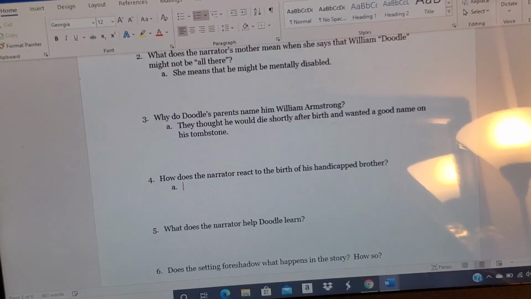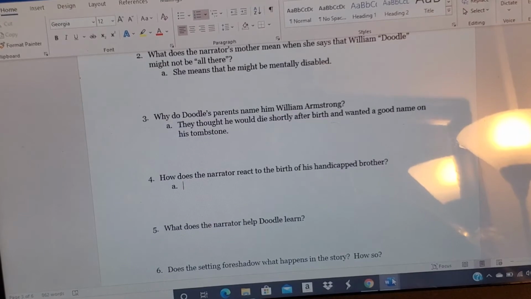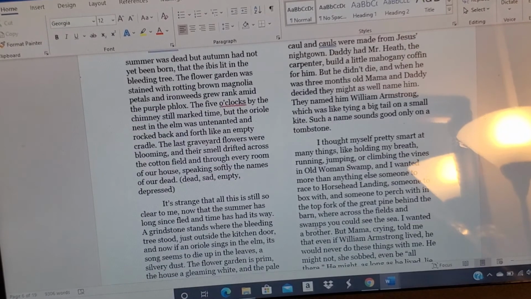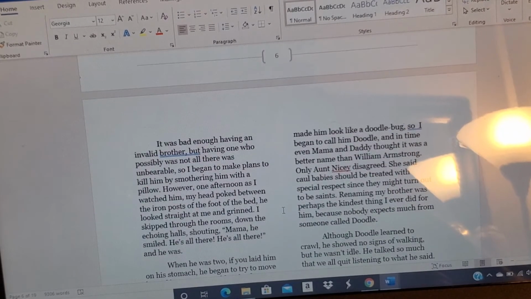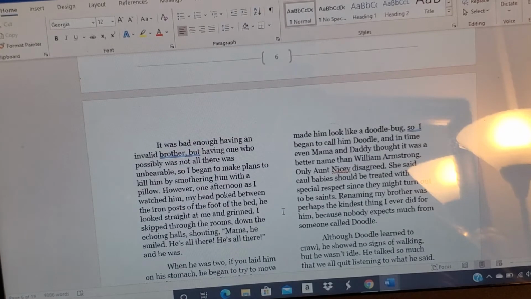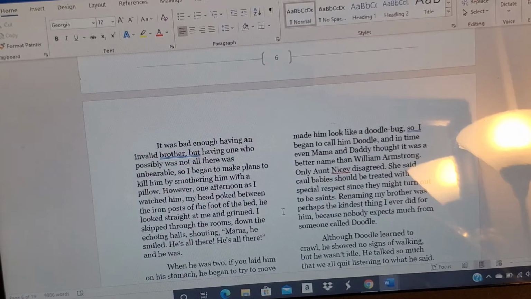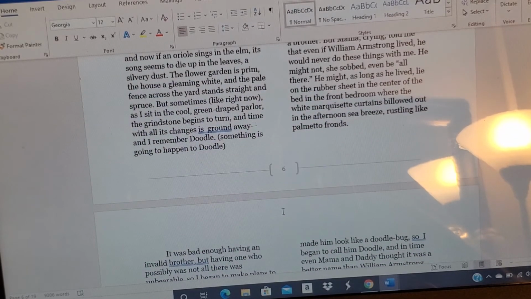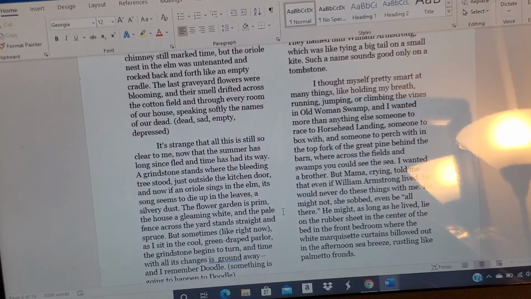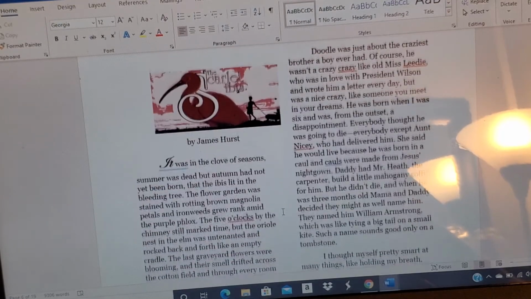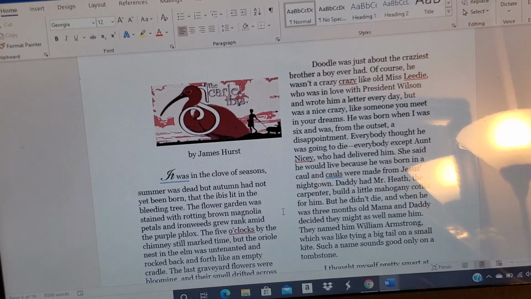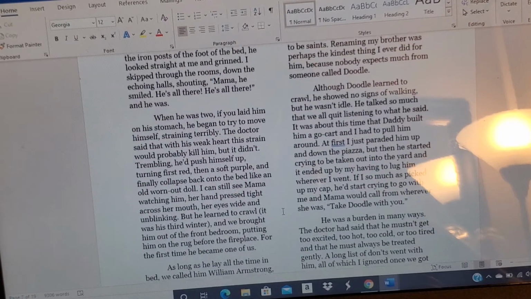Now, how does the narrator react to the birth of his handicapped brother? Well, he's devastated. And whenever we look at it, it was bad enough having an invalid brother, but having one who possibly was not all there was unbearable. So I began to make plans to kill him by smothering him and blah, blah, blah. But if we look up here, I think he says that he wanted a brother to deliver him. It may be further down here.